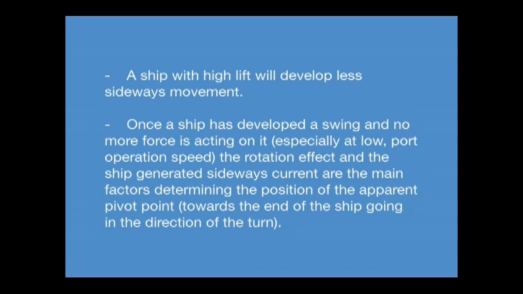A ship with high lift will develop less sideways movement. Once a ship has developed a swing and no more force is acting on it, especially at low port operation speed, the rotation effect and the ship-generated sideways current are the main factors determining the position of the apparent pivot point, which is towards the end of the ship going in the direction of the turn.